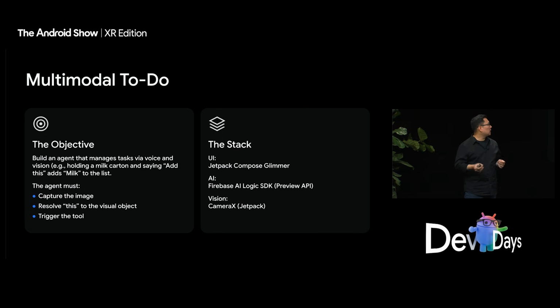So to do this, in addition to Jetpack Compose Glimmer, we utilize a new preview API in the Firebase AI Logic SDK and the CameraX library for the vision pipeline. How many of you have used CameraX? Nice. Well, if you aren't familiar with CameraX, it's a Jetpack library that simplifies camera development. It provides a consistent API that works across the vast majority of Android devices.